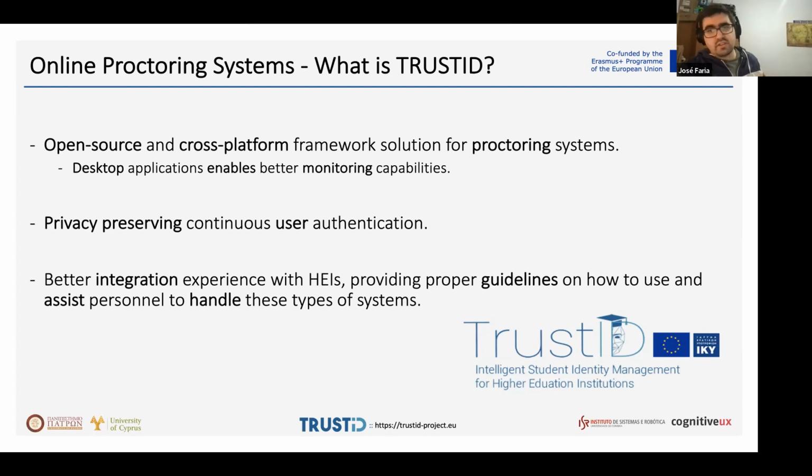We're also taking into account that we are developing a very privacy-preserving framework. So what does this mean? This means that we want ideally to minimize the amount of data that we are sending from the user to our servers. So ideally, everything would be either on the client's computer or on the higher education institutions, which will obviously have the student information.